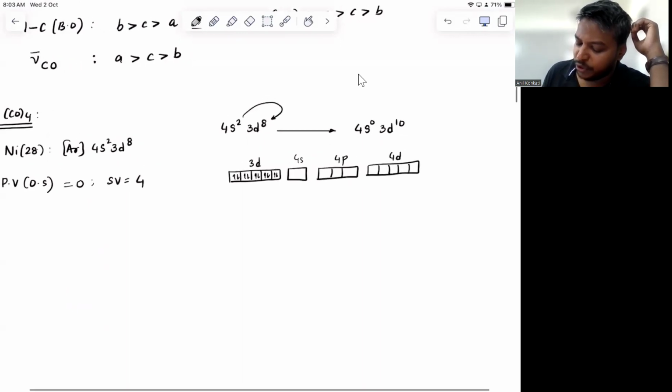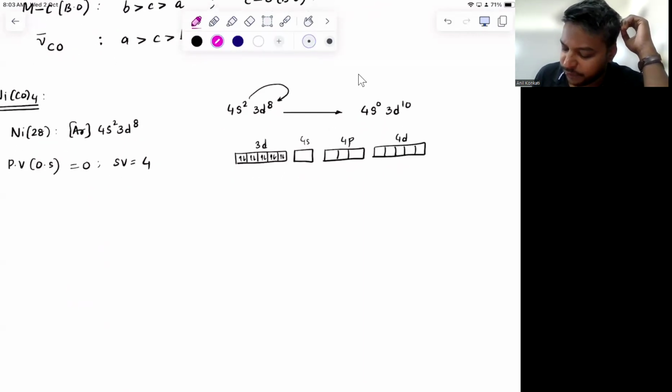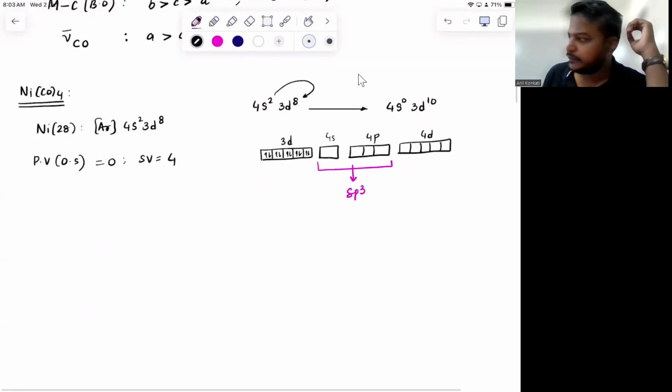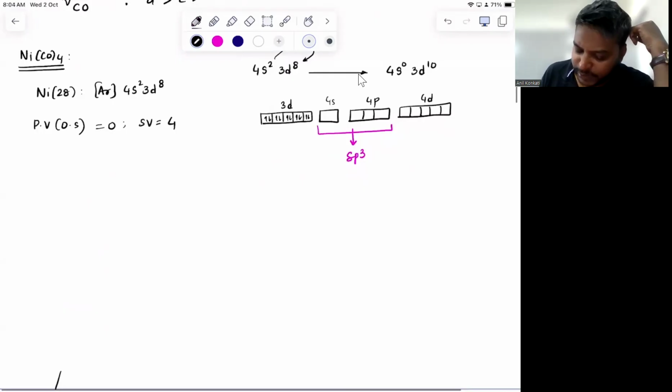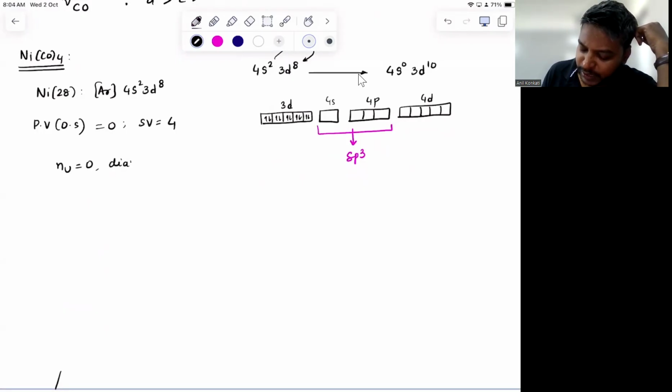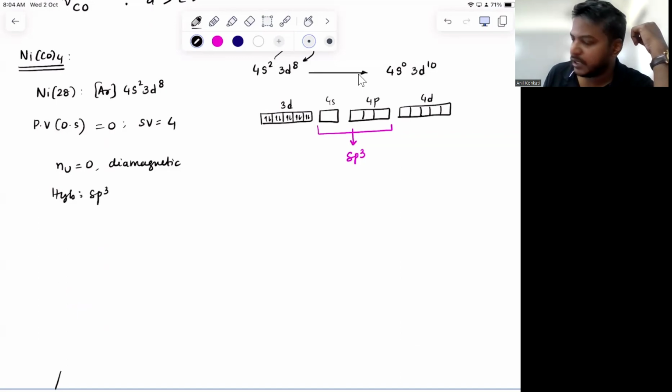I need to accommodate only 4 ligands. So I would take these 4 orbitals and combine them to make sp3 hybridized orbitals. And I would notice that the number of unpaired electrons is 0 here, which makes it a diamagnetic molecule or complex. And hybridization-wise, we identified it is sp3. Correct? It is sp3 hybridized in this case.